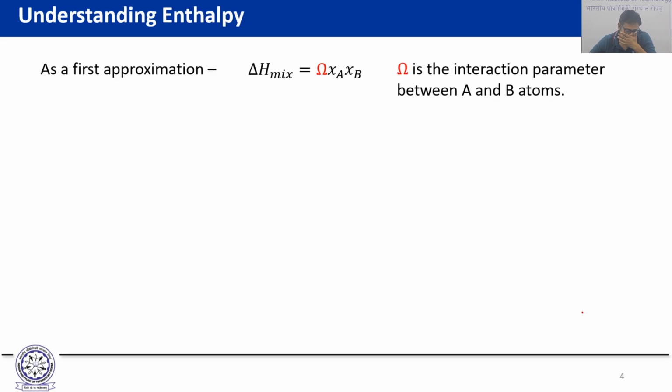And let us try and develop an understanding of enthalpy. So as a first approximation, the enthalpy is given by this term omega X_A X_B. So X_A and X_B here are basically the concentrations of A element and B element, and omega is what we call the interaction parameter. So essentially what it means is when you are bringing A and B atoms together, how strongly they are interacting, the measure of that interaction is being given by this term omega.